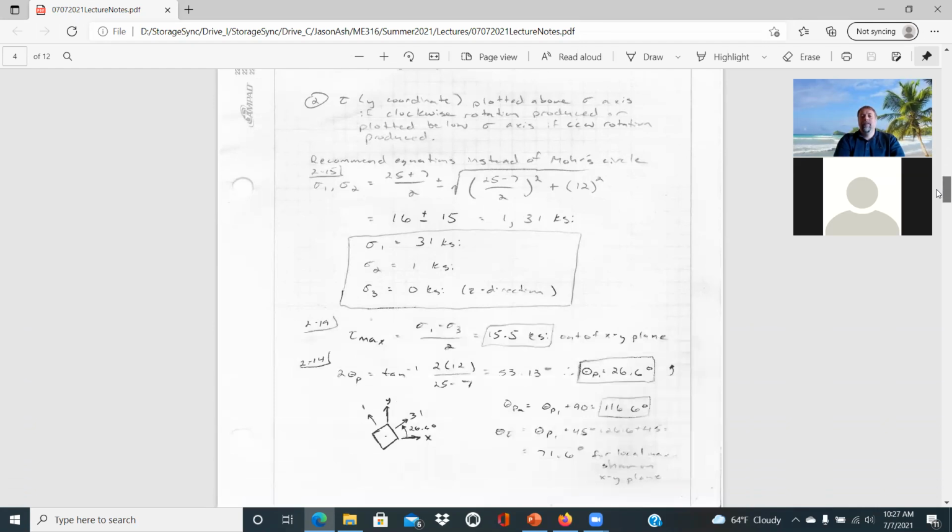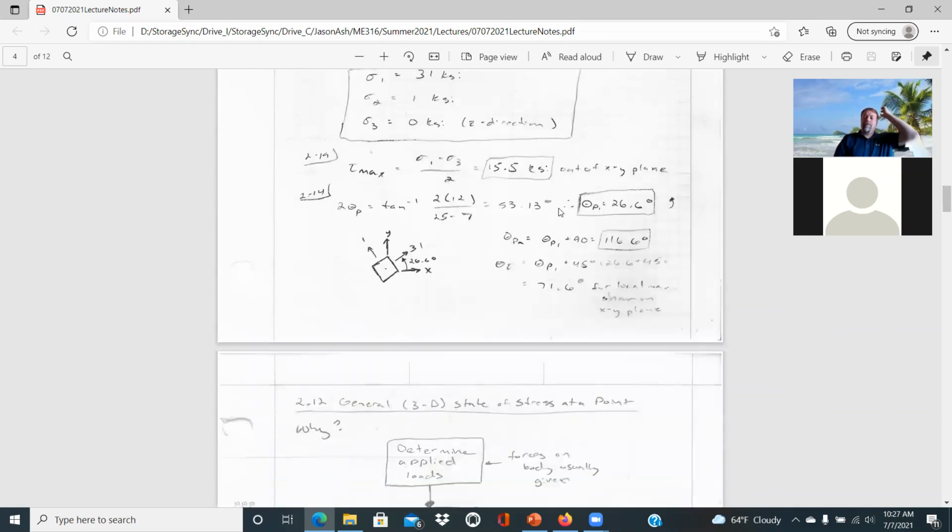And what that means then is on this view, it would be the 53.13 degrees if you were plotting that on a Mohr circle. But if you're looking at the actual element, it would rotate half that, 26.6 degrees. The second principal direction would be 90 degrees from that, 116.6 degrees. And the maximum shear plane would be 71.6 degrees. For the local maximum shear on the XY plane, you would have to look at that for the other orientation for your max shear on the sigma 1-3 plane.